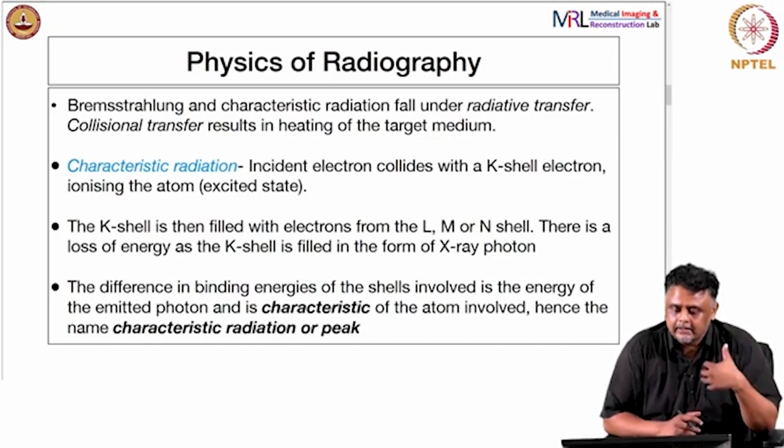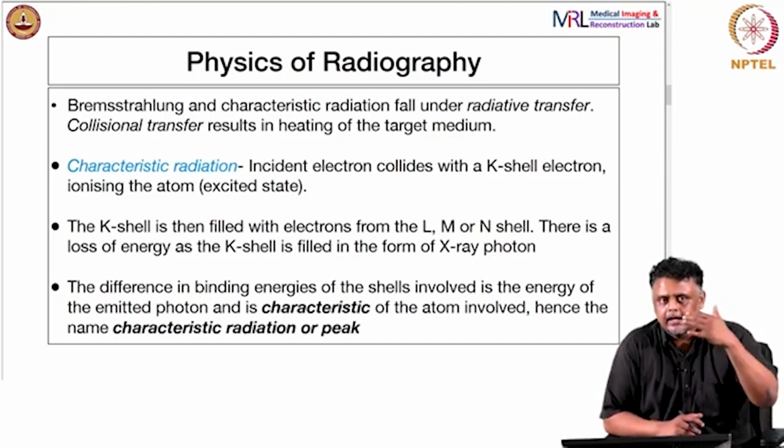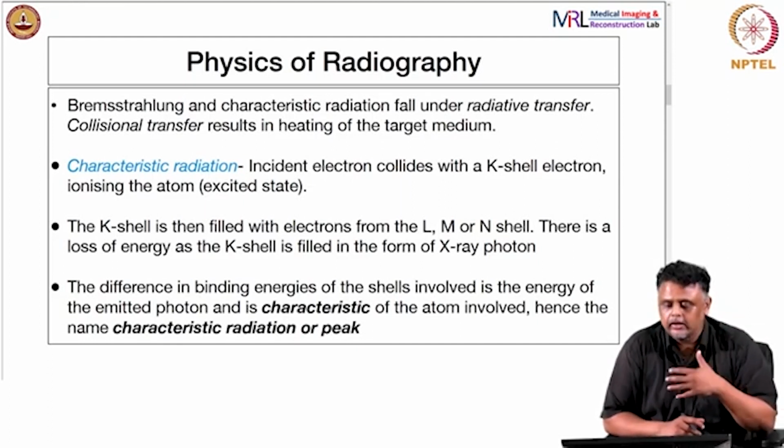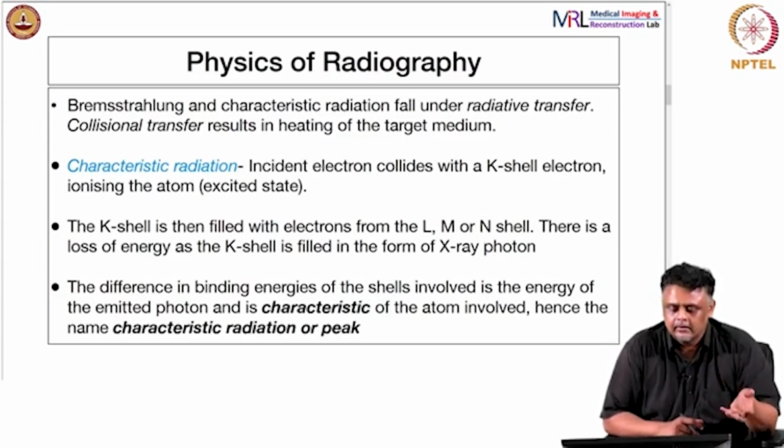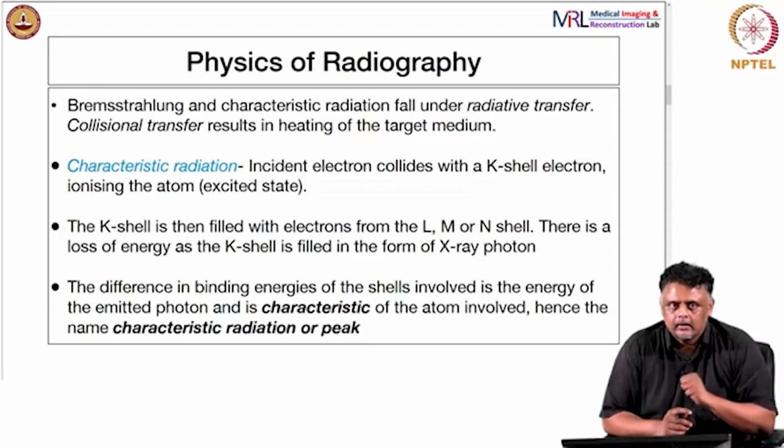The K shell is then filled with electrons from the L, M or N shell. These are higher energy shells. So, when this filling happens, when L to K, M to K or N to K transitions happen, there is a loss of energy, which is emitted in the form of an X-ray photon. That is the characteristic peak that you would see in the spectrum.